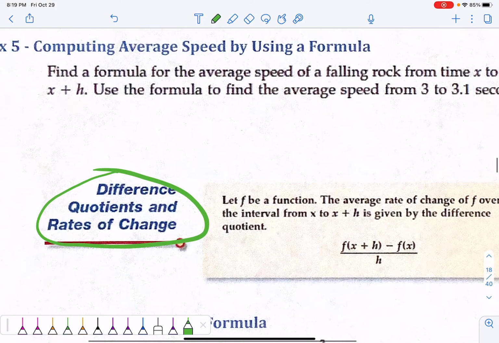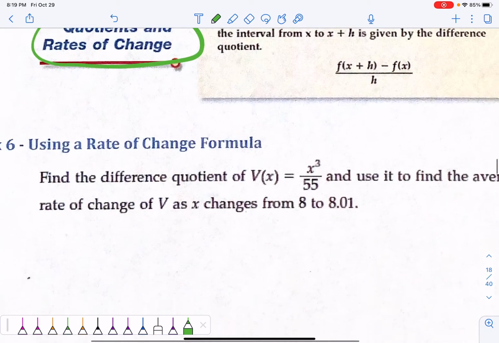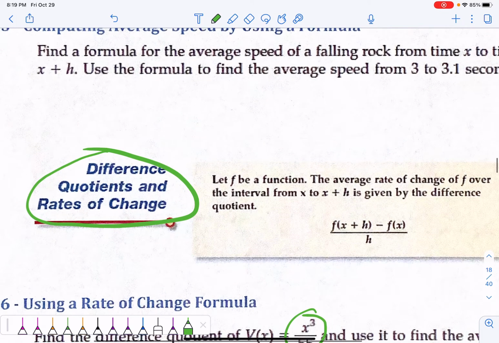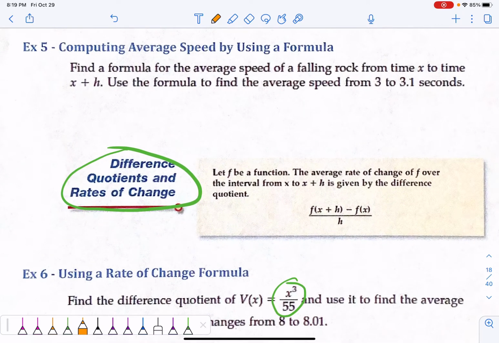This example right here is probably not too bad, but when we get down to this bottom example where we have x to the third power, it gets a little bit confusing. So here we go. It's not too bad, but it's kind of hard to follow a little bit. So find a formula for the average speed.